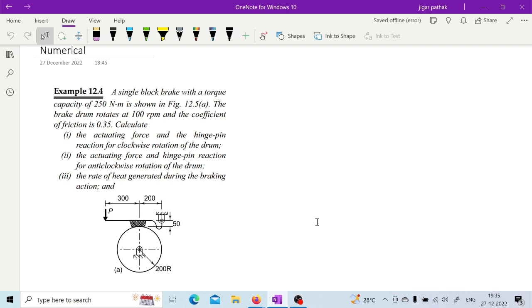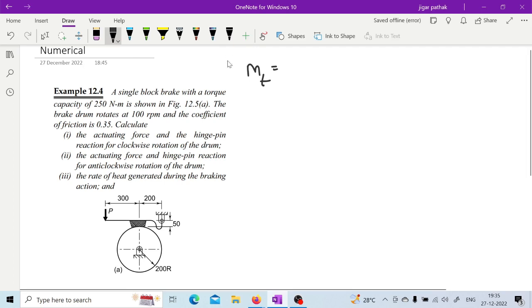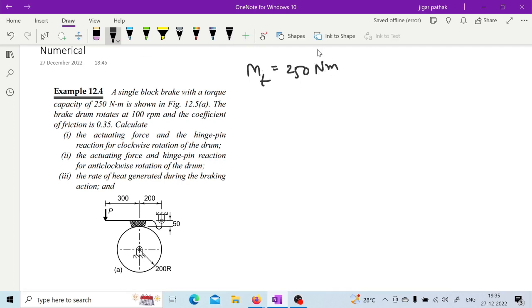First you need to note down the given data. That is, the torque is given as 250 Newton meter, then N is 100 rpm, mu is given as 0.35, then the pressure is mentioned as 1 Newton per mm square.